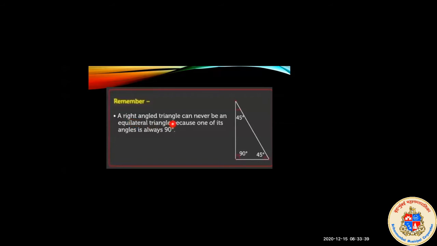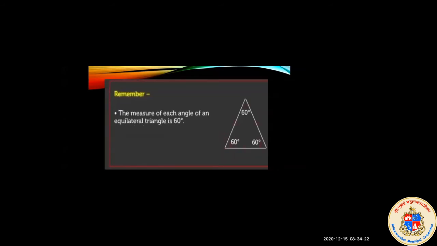See, a right angle triangle can never be an equilateral triangle because one of its angle is always 90 degree. So if it is 90 degree, what is the measurement of equilateral triangle? Equilateral triangle is always 60, all the angles are 60, 60, 60 degree. But a 90 degree angle means a right angle triangle cannot be an equilateral triangle. So the other two angles will be 45 degree and 45 degree. This you have to remember.